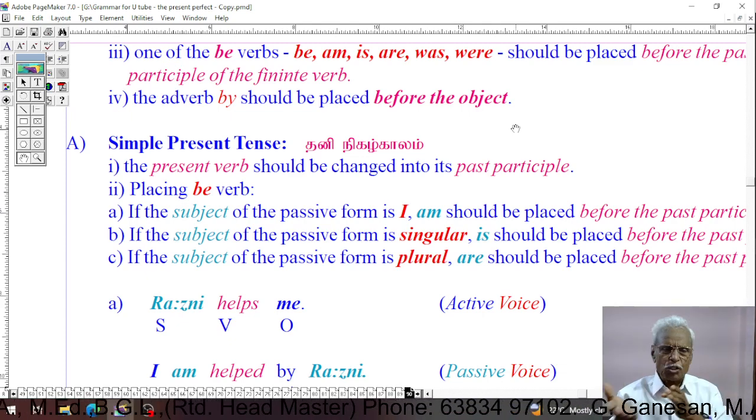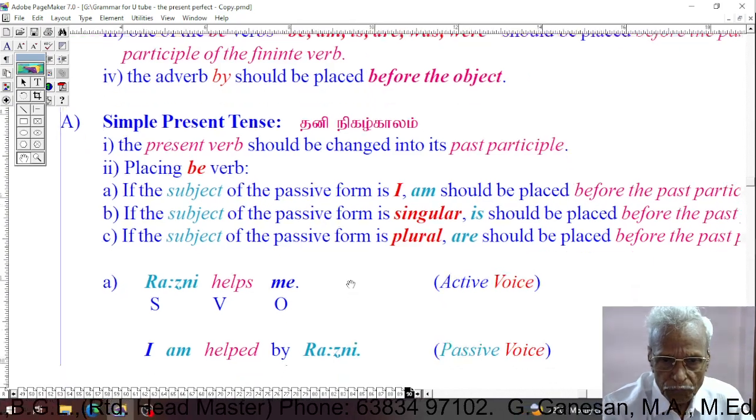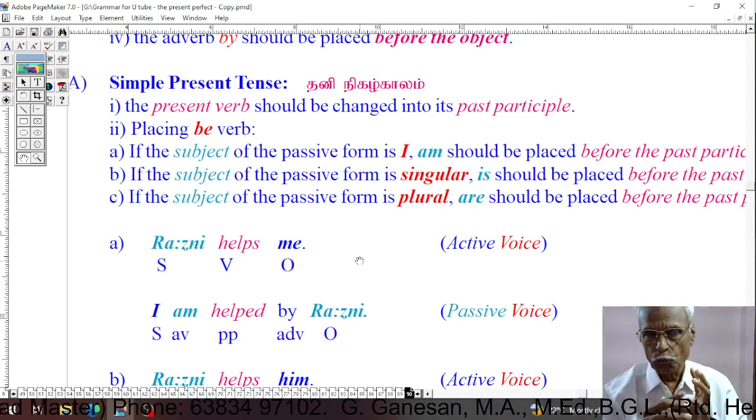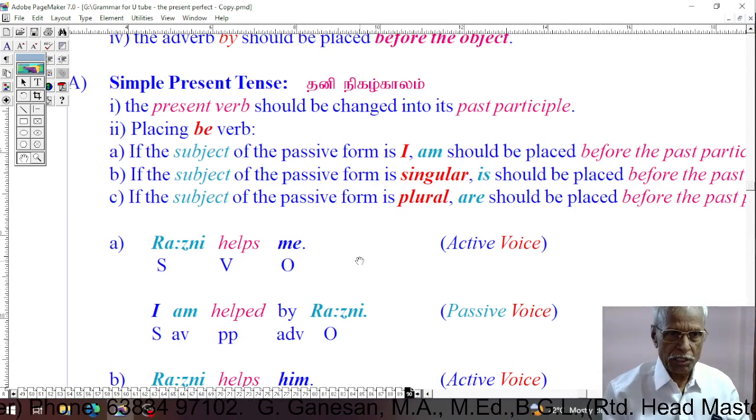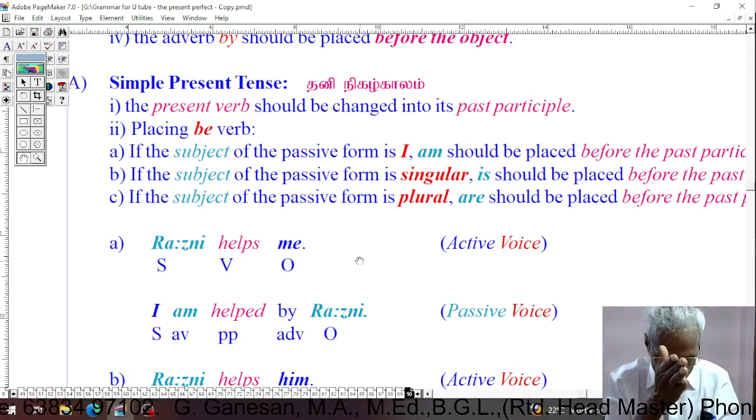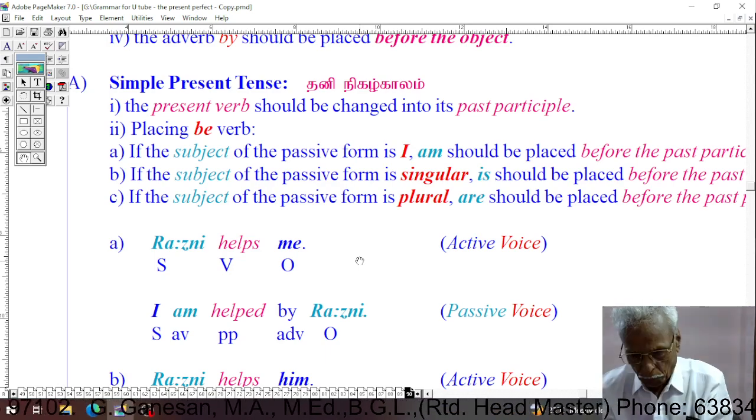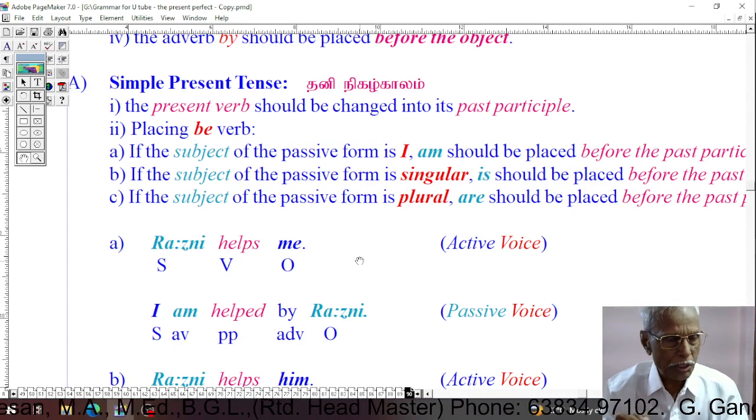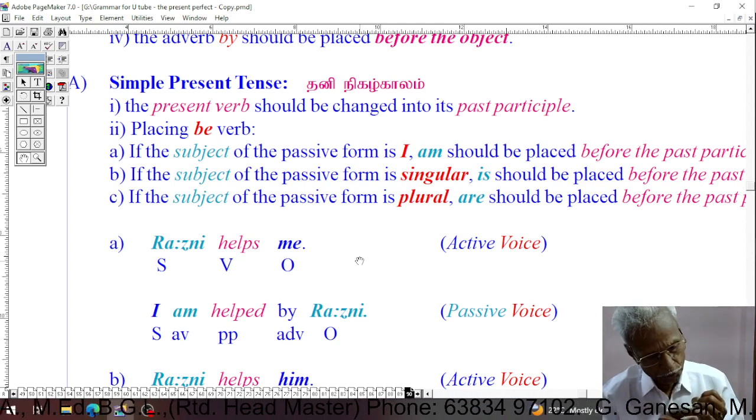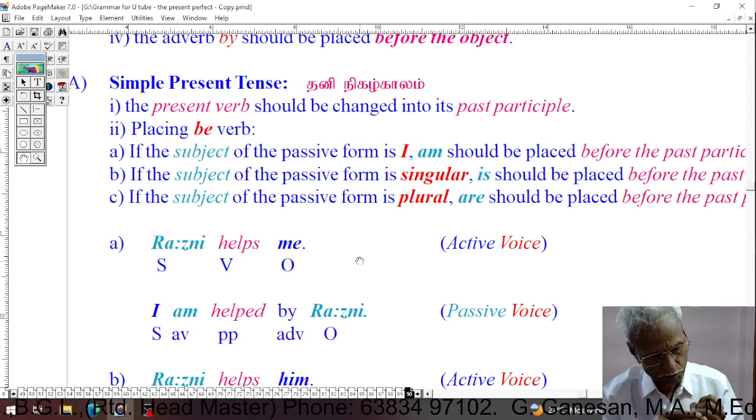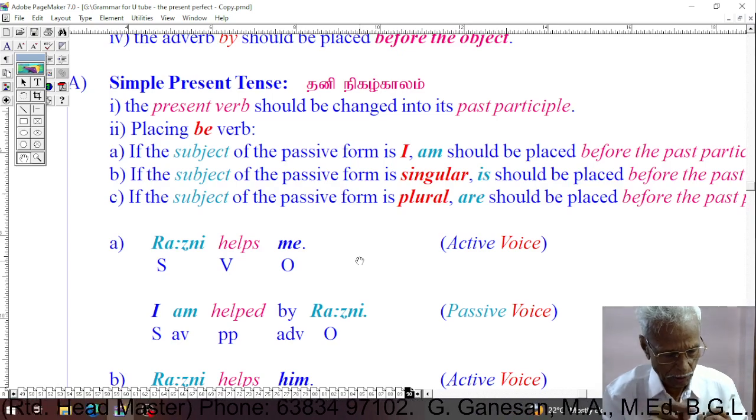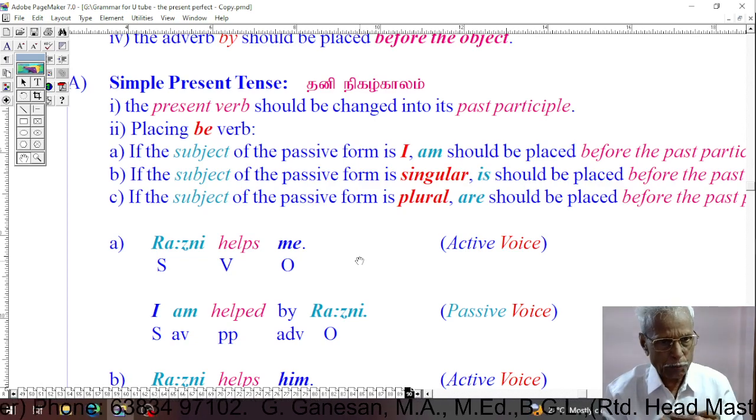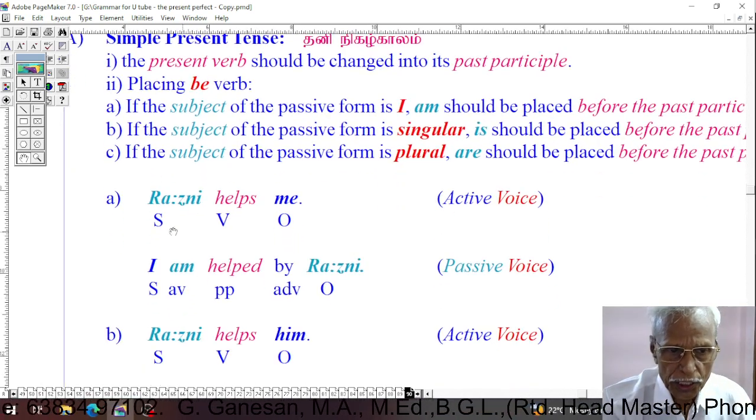These are the rules. In simple present tense, Rule 1 is subject and object should be interchanged. Then the present verb should be converted into past participle. Then a be verb, am, is, are, one of the 3 should be placed before the past participle. If the subject of the converted passive form is I, am; if the subject is singular, is; if the subject is plural, are. You will see the sentences.